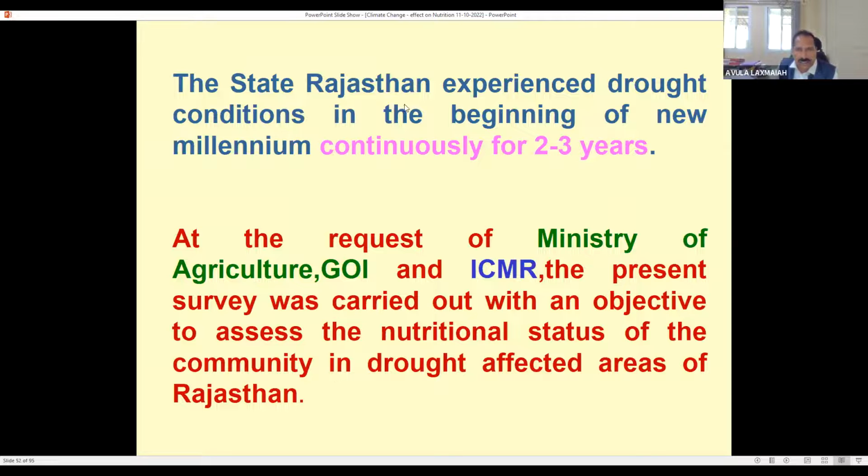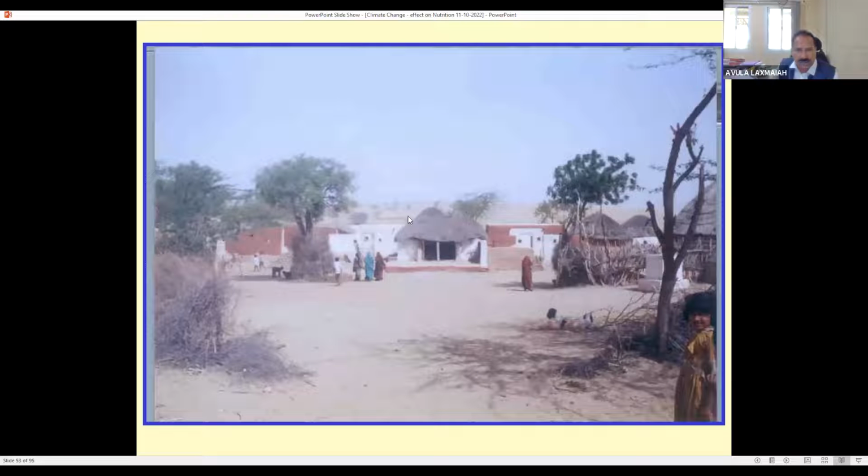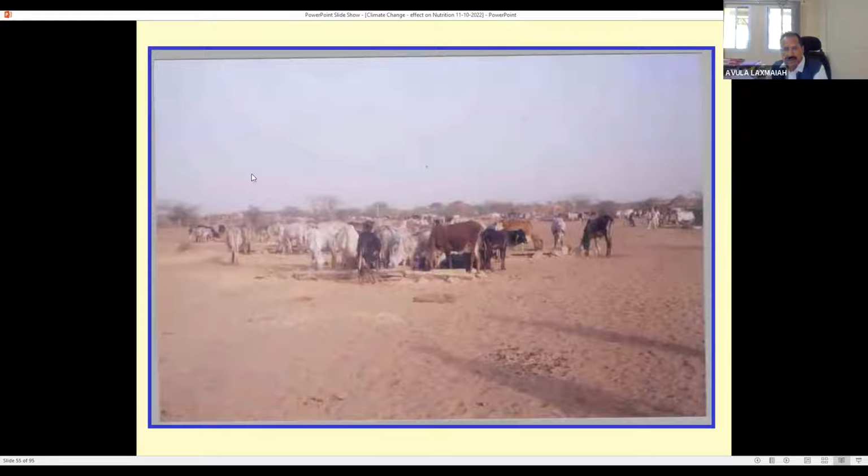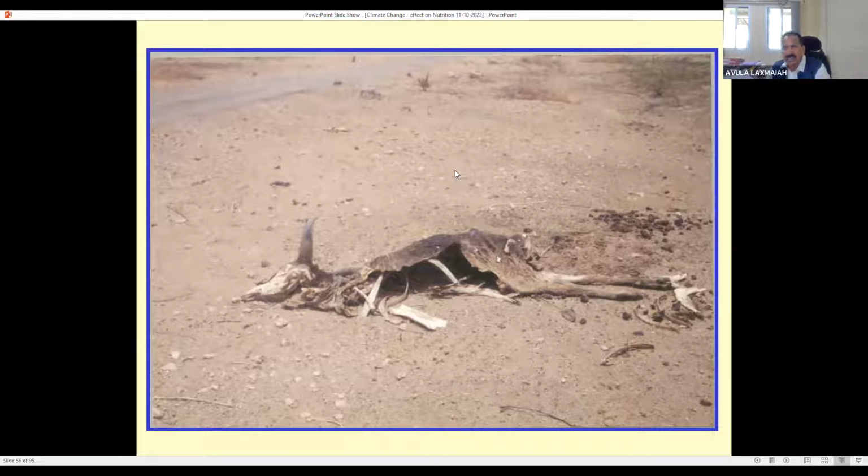The state of Rajasthan experienced drought conditions in the beginning of the new millennium, continuously for 2-3 years. So at the request of the Ministry of Agriculture, Government of India, ICMR, the present survey was carried out. These are the pictures in Rajasthan. You can see because of drought there is no water, no greenery, and this is the condition of animals. A lot of cattle are severely affected. These are the cattle in the cattle sheds. Even though the government is providing some fodder and other things, in spite of that the situation is very bad. Carcasses are thrown away here and there.